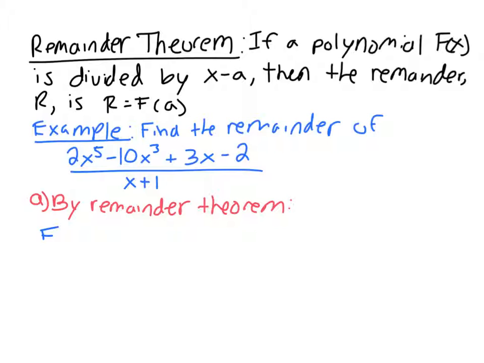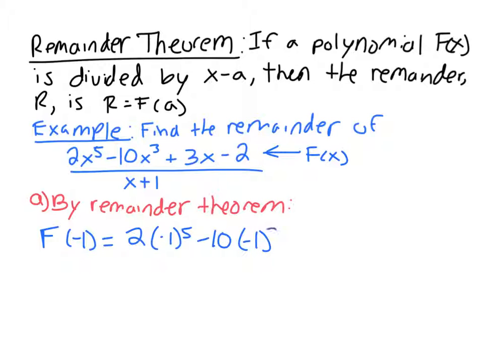I'm going to plug in f of -1. Okay, so remember, this is f of x. So I'm plugging in -1 everywhere I see x. So this was 2 times -1 to the 5th power minus 10 times -1 to the 3rd power plus 3 times -1 minus 2.